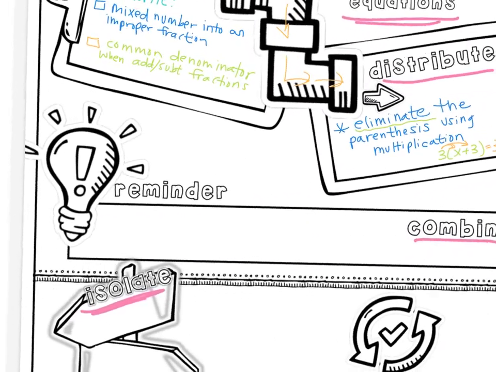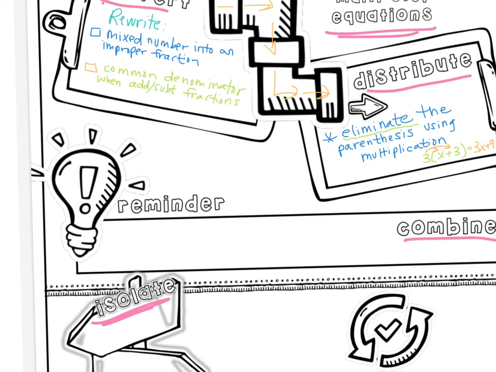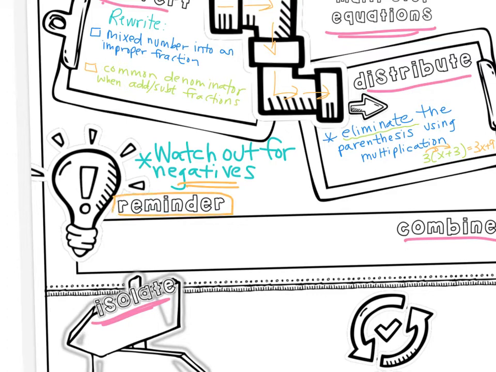Let's take a look. Oh, an important reminder. Be careful with the negatives. You're going to encounter a lot of positive and negative numbers. Always be careful when you're working with the negatives. Be especially careful when you're distributing a negative and combining like terms. That's an important reminder.